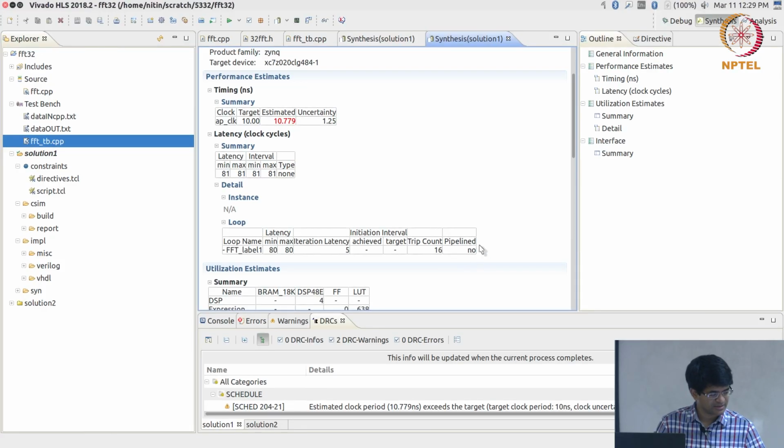You will notice this last column over here saying pipelined and no, okay. We will look into that later. We will get to that later when we are talking about optimizations. Right now I want to focus on the process itself of synthesis, okay.